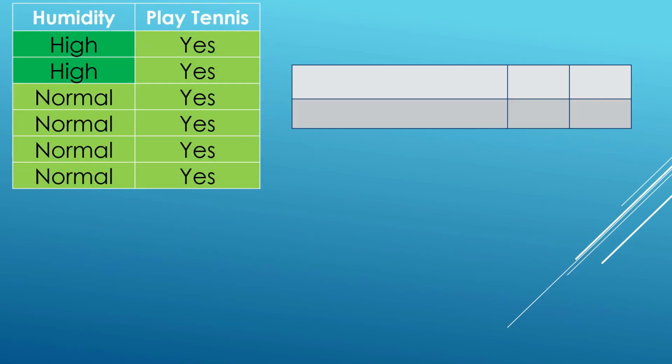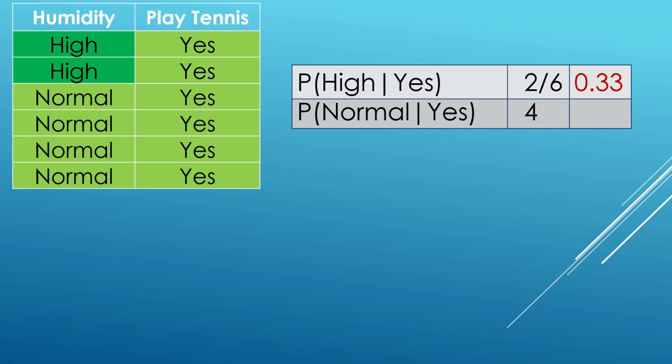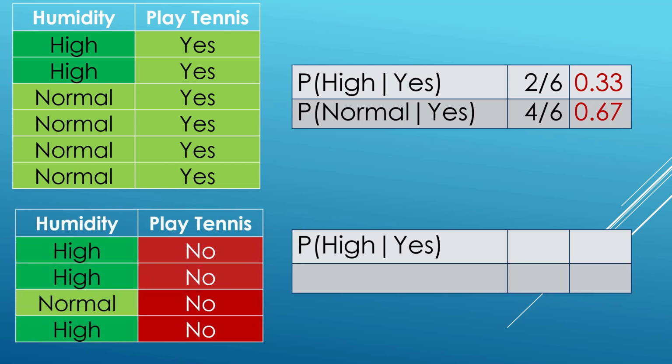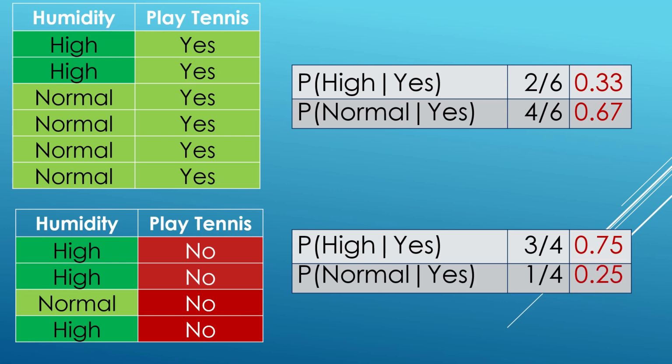These are the likelihoods of my parameters. Now for humidity also we will do the same thing. So P high given yes is 2 by 6.33, and P normal given yes is 4 by 6, that comes to 0.67. Similarly for play and no conditions, humidity is P high given no is 3 by 4.75, and P normal given no is 1 by 4.25. So these are our likelihoods.